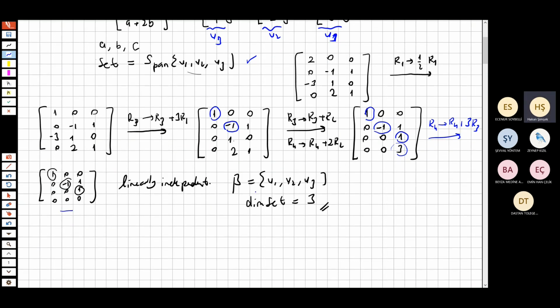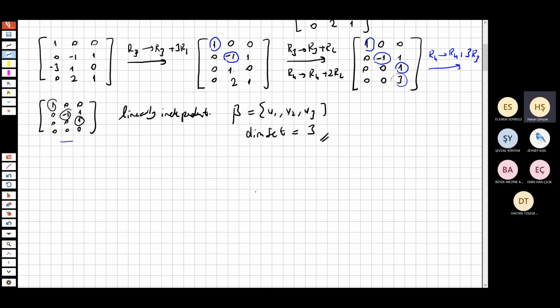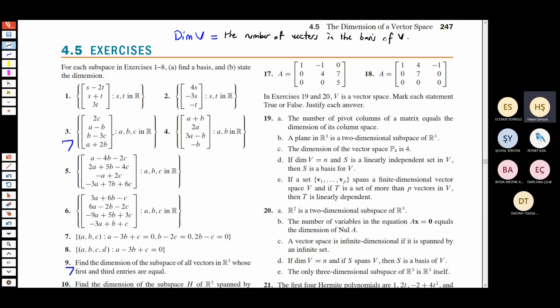Another question? Okay. So this is the answer to question 3. Dimension is 3 for this set. We have 3 vectors in the basis. That's it. Similarly, you will obtain the others in the final exam. If you have such a question, you will follow the same way. That's it. It is not hard for you, for engineers. It should not be hard.